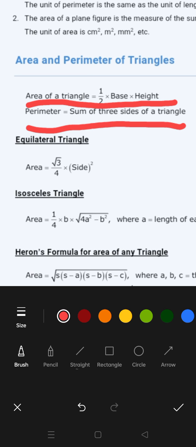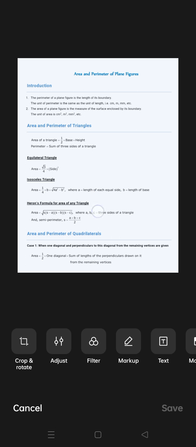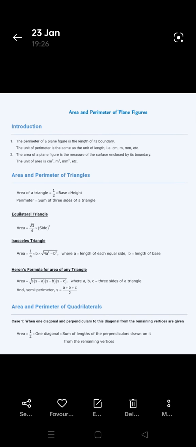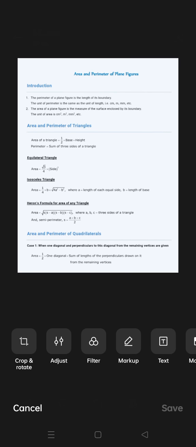But now, these are the equilateral triangle and the isosceles triangle. We are going to see the area of these. So, the area of an equilateral triangle. Now what is this equilateral triangle? Let me tell you.